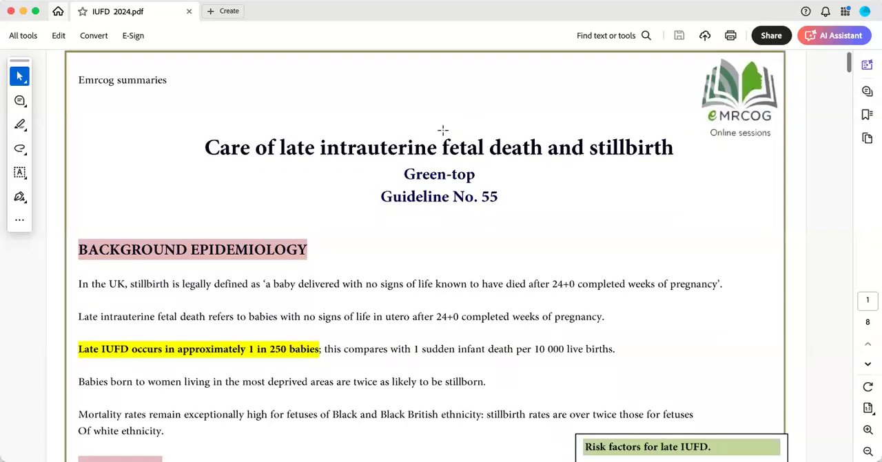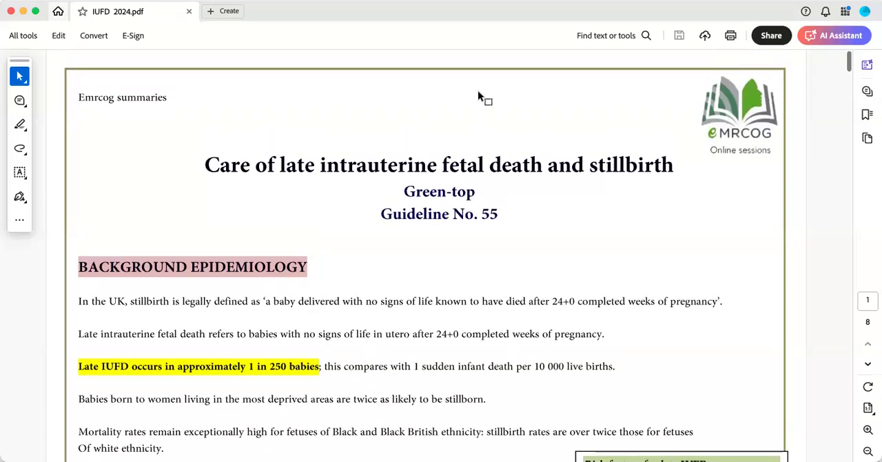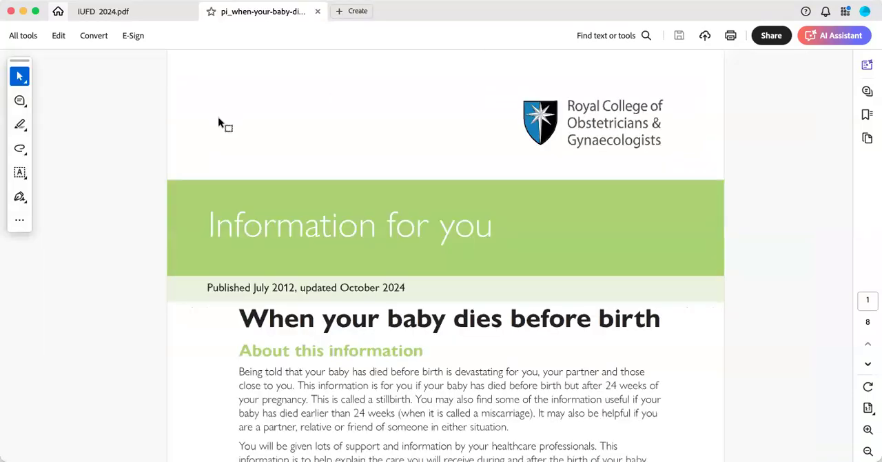Let's have a look at what is the update in this guideline, discussing the IUFD. The previous version of this guideline was quite old, right? And the changes that appeared in the guideline are not very many, thank God, but of course they will make a difference, especially as it's important for practice and important also for your exams.